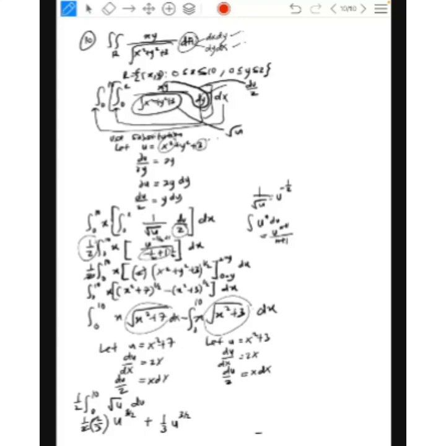But this is u1 and this is u2, let's say. So it is a different u: this is u1, this is u2. So it will become 1 over 3, substituting back, x squared plus 7 to the power 3 over 2, plus 1 over 3, x squared plus 3 to the power 3 over 2. Then again we substitute the values from 0 until 1.